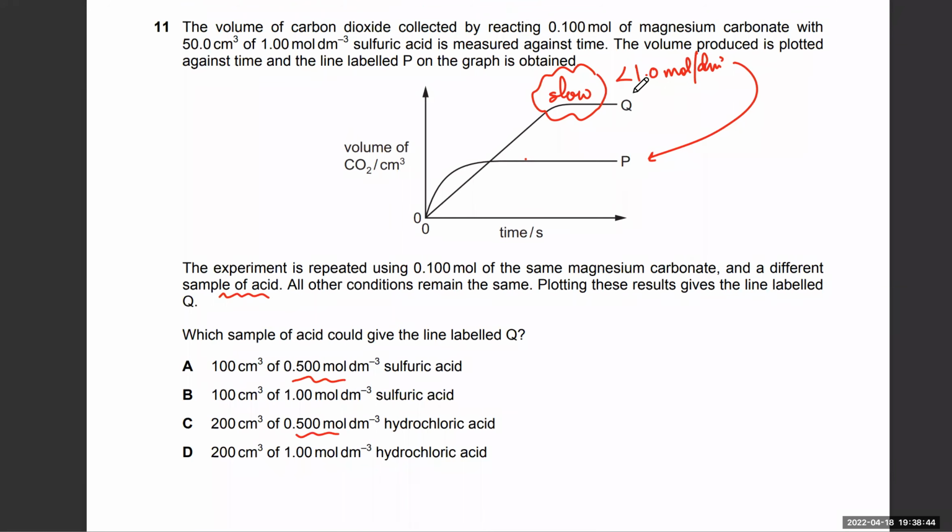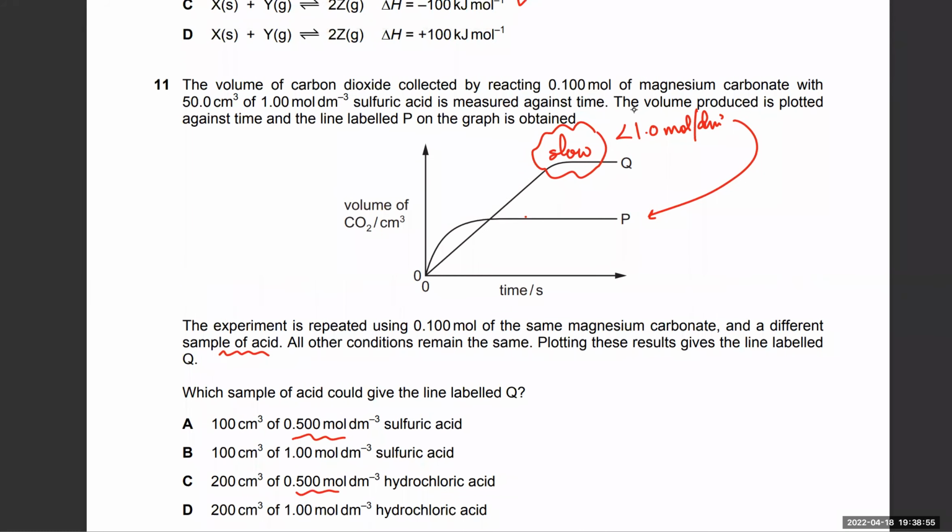Second thing, there is a lot more Q forming. So that means there's going to be more moles of acid. Isn't there more reaction happening, right? So how many moles did you have initially? Originally you had 50 times 1 divided by 1000, right? So how many moles do you get? 0.05. So you're getting 0.05 moles.